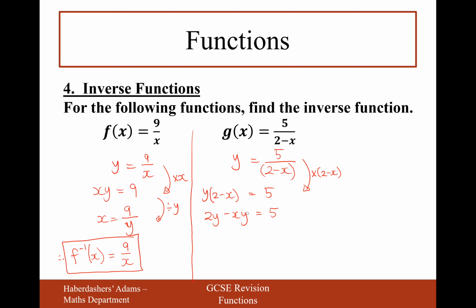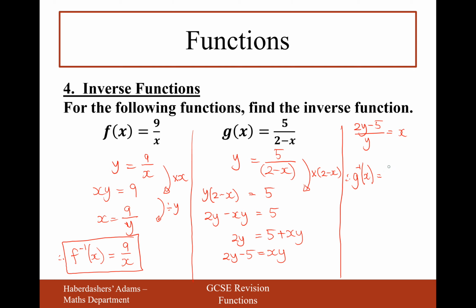The next thing I'll do is I'll spot I've got a negative x here, and I always prefer to have positive x's if possible, so I'll add it onto the other side. Then I'll take away the 5, and then I'll divide by the y as my final step. So divide by y, 2y minus 5 over y equals x. So therefore, the inverse function here, g inverse of x, is going to equal 2x minus 5 over x. And there we are, that's the answer to that question.